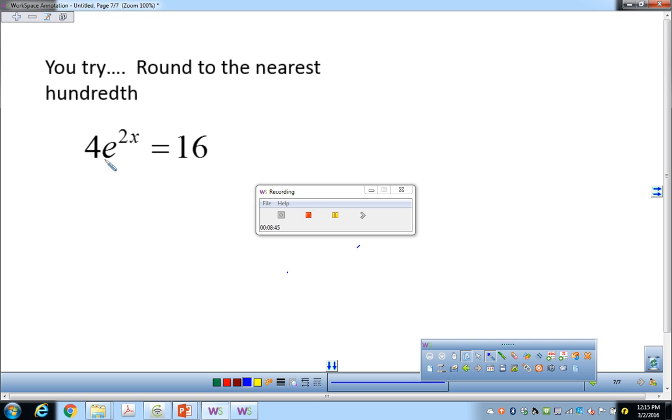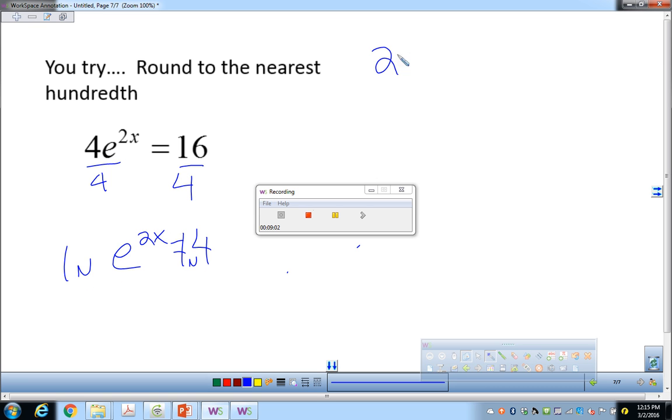But you can divide by 4 both sides, okay? That's what I would do first. e to the 2x equals 4. Then you can take the logarithm of both sides, right? So this makes this go away. So you get 2x equals natural log of 4, which gives you x equals natural log of 4 divided by 2.